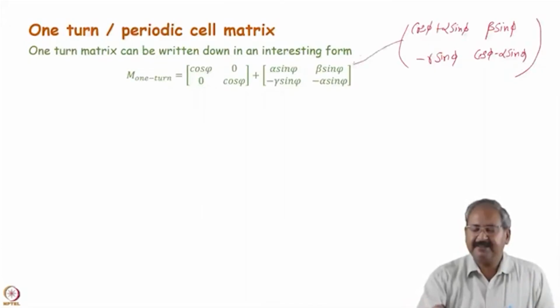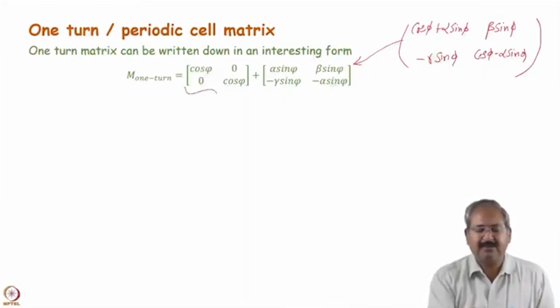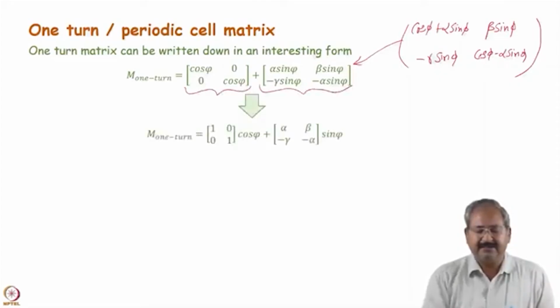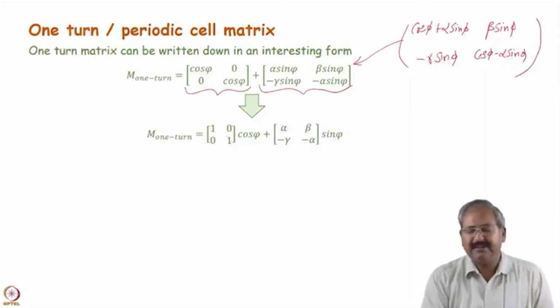Now this can be written in the form of a summation of two matrices. The first matrix is cos phi, 0, 0, cos phi, and the second matrix is alpha sin phi, beta sin phi, minus gamma sin phi, minus alpha sin phi. So you can take cos phi common here and sin phi here. We will do that: 1 0 0 1, and alpha, beta, minus gamma, minus alpha, times sin phi.